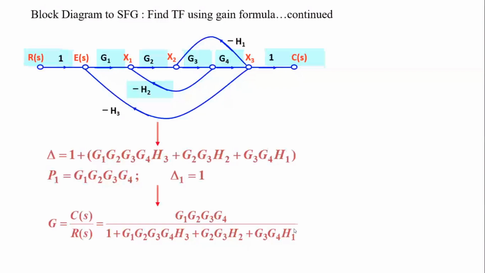Suppose you want to find X2 by X1, what will you do? The input point is being changed, so you cannot find it directly. So you have to find X2 by R, then X1 by R, and obtain the ratio between those two to find X2 by X1.